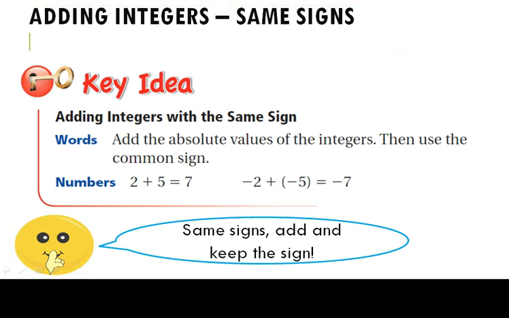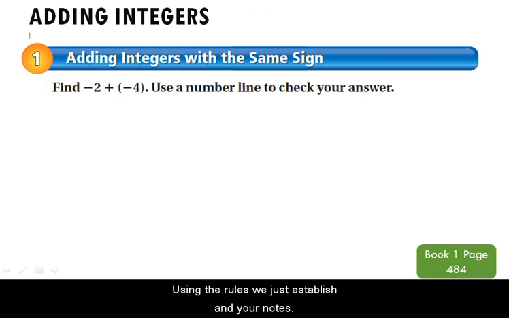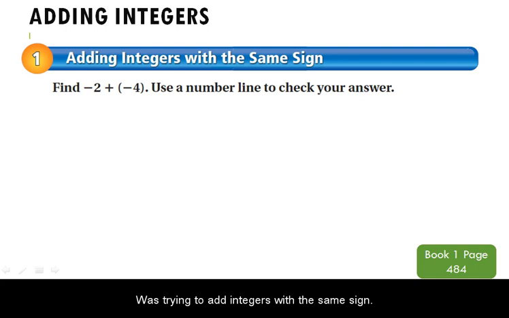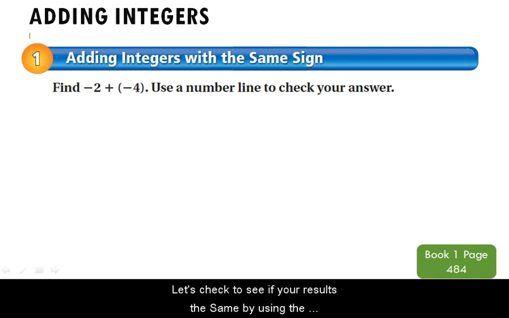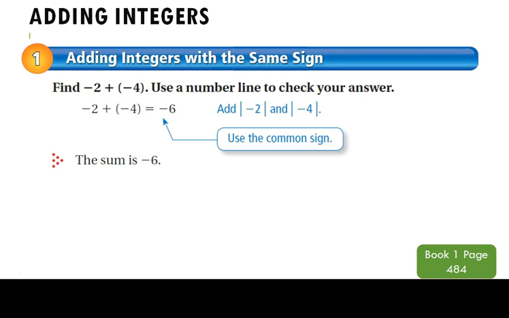Welcome back. Let's continue. Using the rules we just established and your notes, let's try and add the integers with the same sign. Find -2 plus -4. What do you think you'll get? Let's check to see if your result's the same by using a number line to check your answer. We should get a -6 as a result.